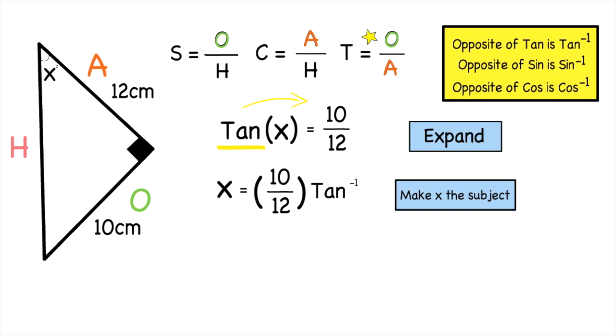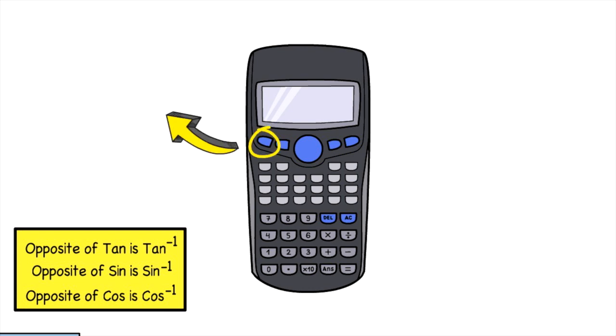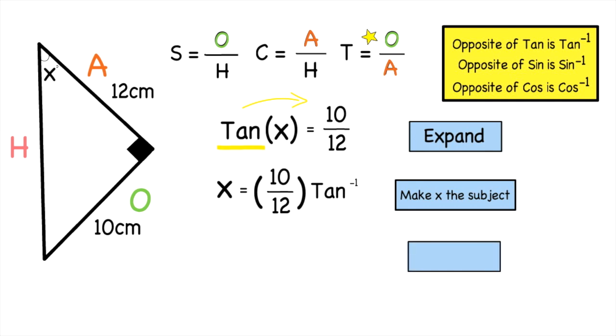These functions can seem a bit intimidating if you haven't seen them before, but they're actually just buttons on your calculator. All scientific calculators can be a bit different, but normally all you have to do is look for the shift button in the top left-hand corner, and then press either tan, sin, or cos. Doing this will get you to tan negative 1, sin negative 1, or cos negative 1. So now I know where to find this function, I can put all of this straight into my calculator. This then tells me that x equals 39.81 degrees.